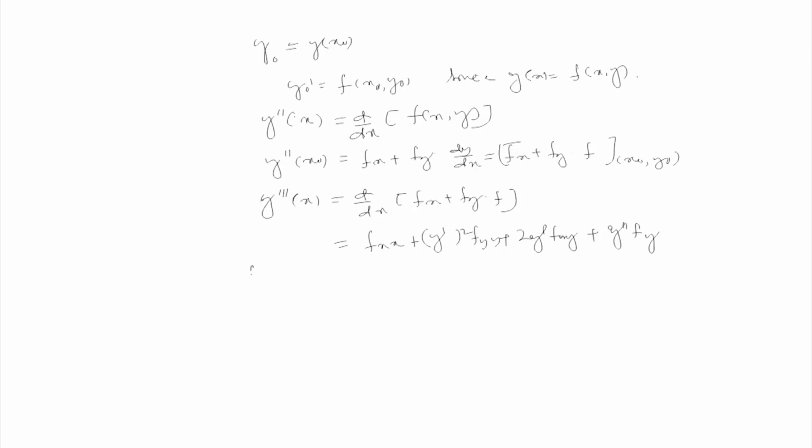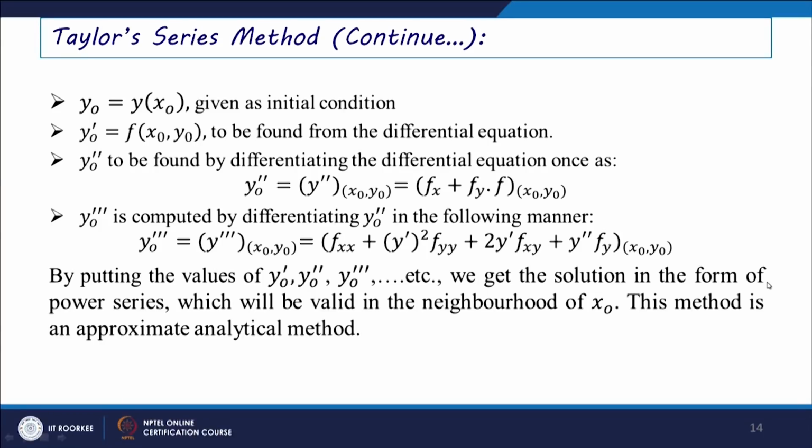And if it is asked to evaluate y triple dash at x naught, we can find fxx plus y dash whole square fyy plus 2y dash fxy plus y double dash fy at x naught, y naught. To find these values, first we use the given conditions, and we can obtain the values at those points, also of the differential equation at that point.